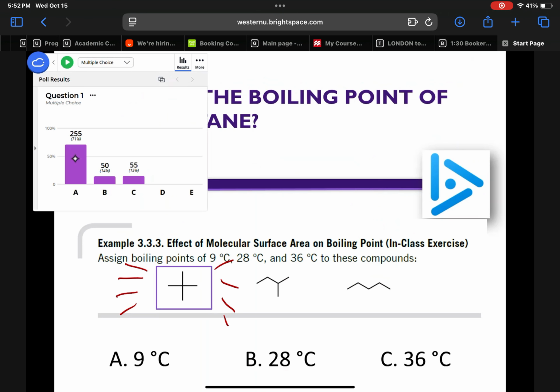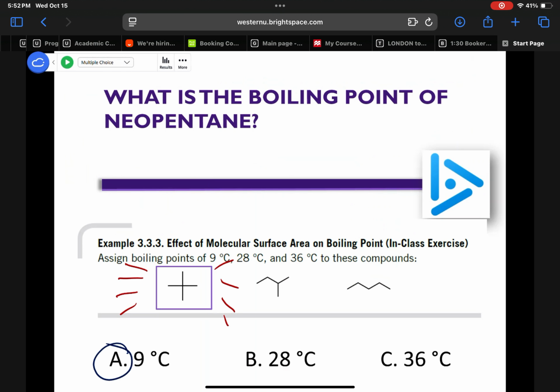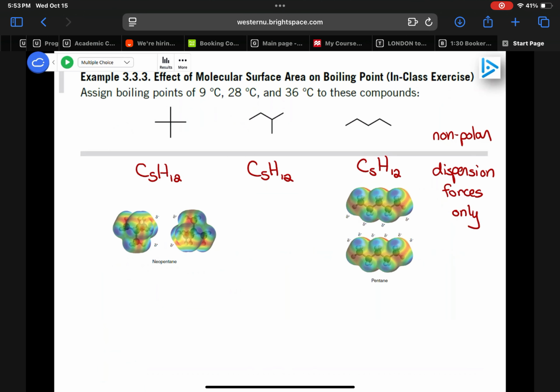Okay, most going for A, and I agree. That is the lowest temperature. How did we figure that out? They had the same type of intermolecular forces. We couldn't make the distinction between dipole-dipole, hydrogen bonding, and dispersion forces. Only dispersion forces. But what we can do, and 70% of you identified that, what we can make this distinguishing decision on is based on surface area.